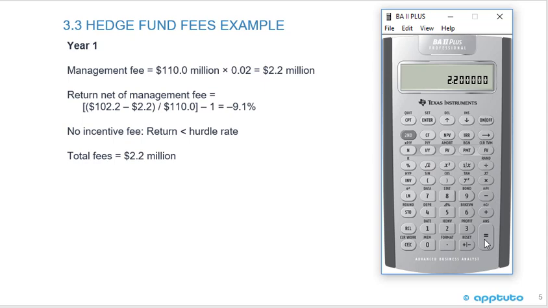Then you have to do the return net of the management fee. The assets at the end of the year were 102.2 million. So make the management fee negative, that's negative performance, plus the 102.2, and then divide by the amount that we had at the beginning of the year, the 110, minus 1, and multiply by 100. You can see that the return net of fees was negative 9.09%, so rounding to negative 9.1%. There's no incentive fee. The return was less than the hurdle rate, and the total fees, therefore, were the 2.2 million.